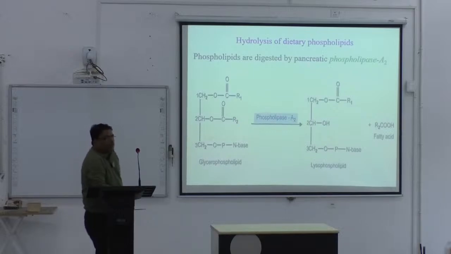Now, how do they act on phospholipids? Because we take in the diet triacylglycerol, which is converted into 2-monoacylglycerol by lipase activity, and free fatty acid. Now, phospholipids are digested by pancreatic phospholipase A2. This is another enzyme which acts on phospholipids, majorly glycerophospholipids, and it converts them into lysophospholipids plus free fatty acid chain.